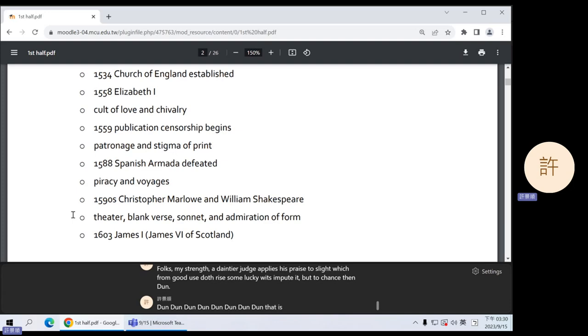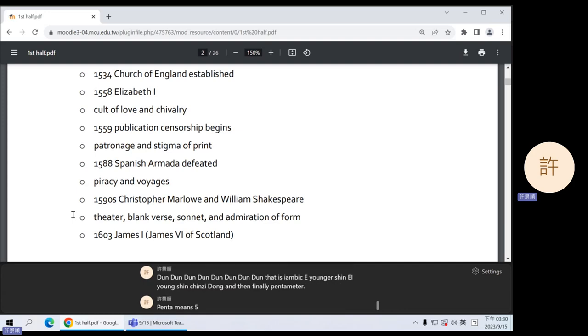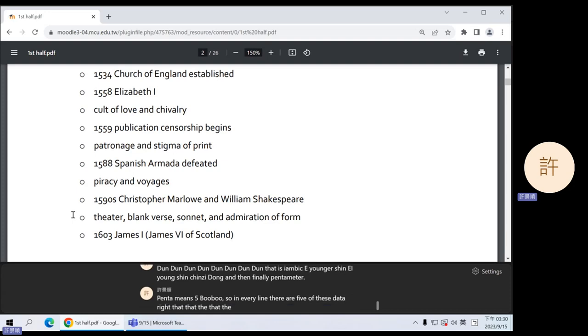That is iambic. Yi yang ge, xian yi zai yang, xian qing zai zong. And then finally, pentameter. Penta means five, wu bu. So in every line, there are five of these da-da, right? Da-da-da-da-da-da-da-da-da-da. That's one line.